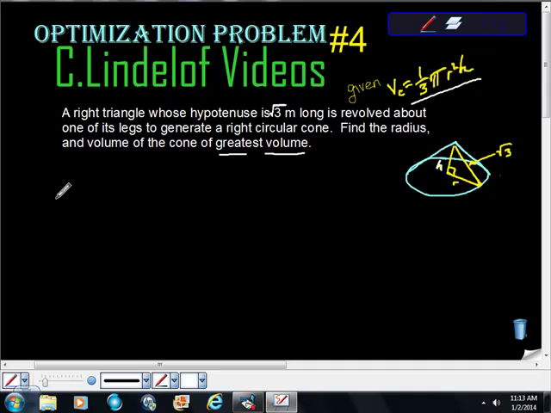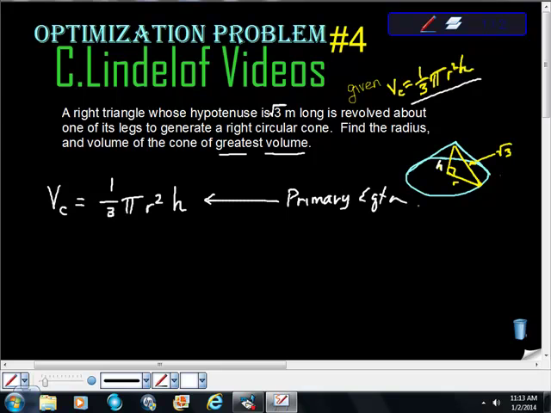So your professor will definitely want to see that the volume of a right cone is equal to 1/3 pi r squared h, and he or she is going to want you to define this as your primary equation.